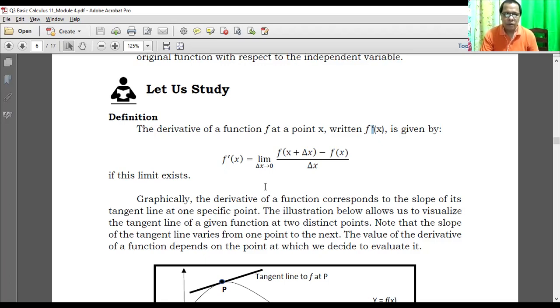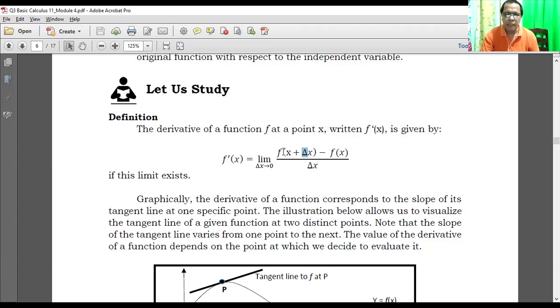So if the function is f of x, there is no prime. When it is the derivative, you put a prime on it. This is now the equation: f prime of x equals the limit of f of x plus change of x, that is delta x, minus f of x, over change of x.